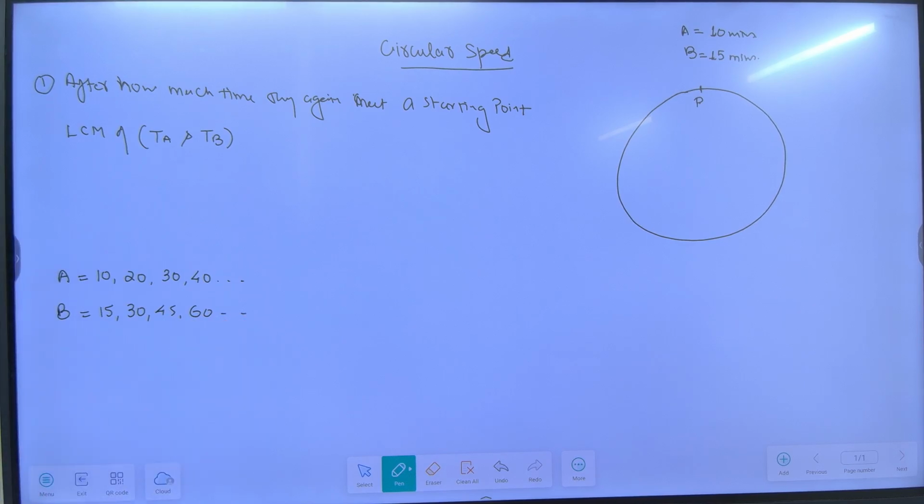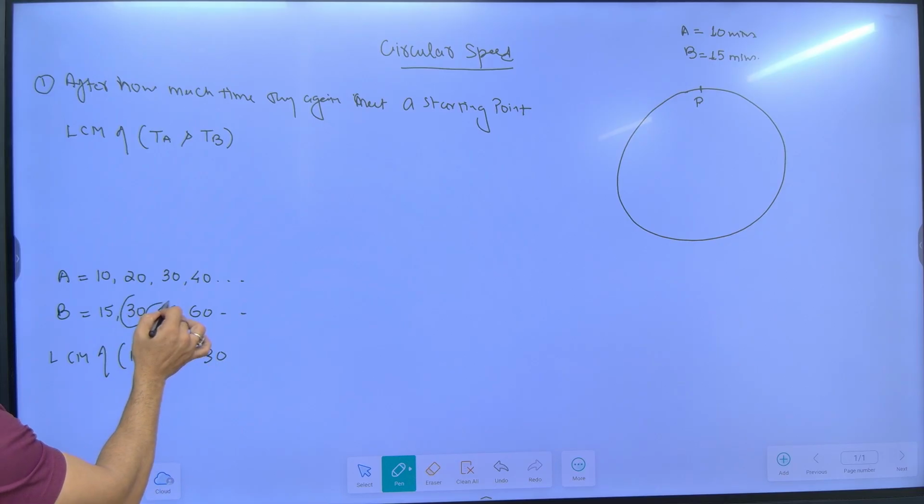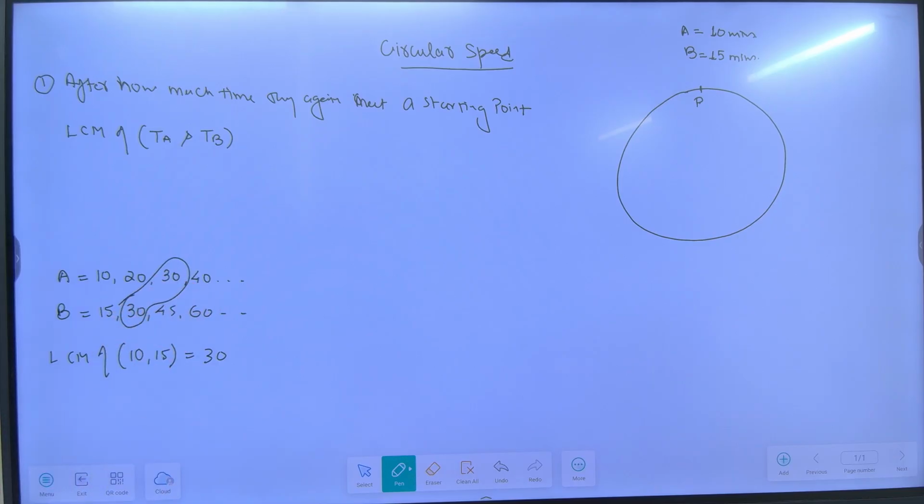So how will you know that you have to take the LCM? Basically, you're writing nothing but the table, right? So multiples of it. Whenever I write multiples, that means LCM. So simply in this case, the LCM of the first values 10 and 15 you have to take, which is equal to 30.